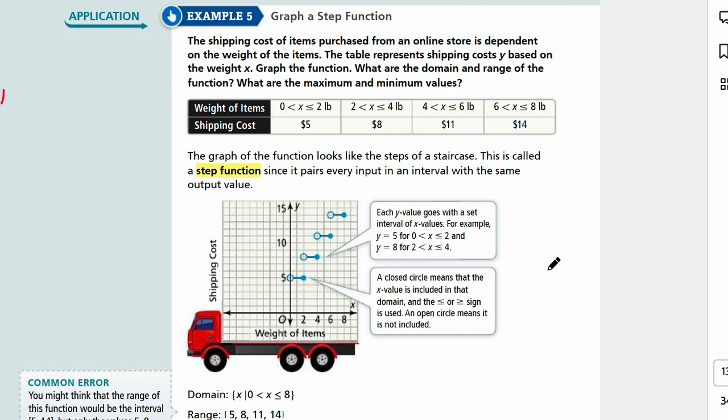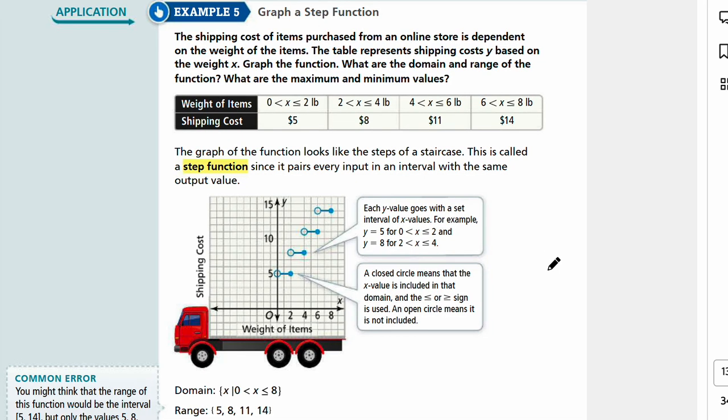The shipping cost of items purchased from an online store is dependent on the weight of the items. The table represents shipping cost y based on the weight x. Graph the function. What are the domain and range of the function? What are the maximum and minimum values? So first we want to look at the situation, then we'll graph the function, we'll look at domain and range, and we'll look at maximum and minimum values.